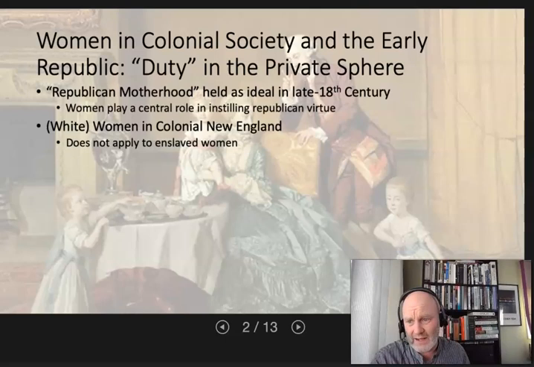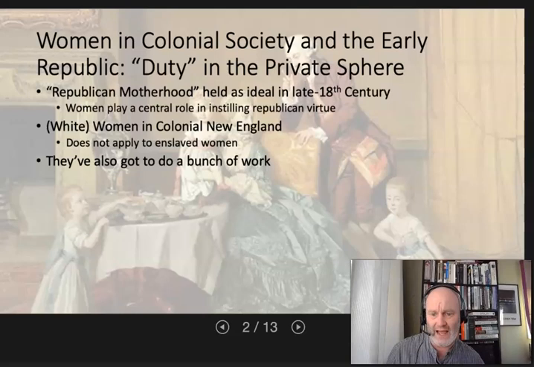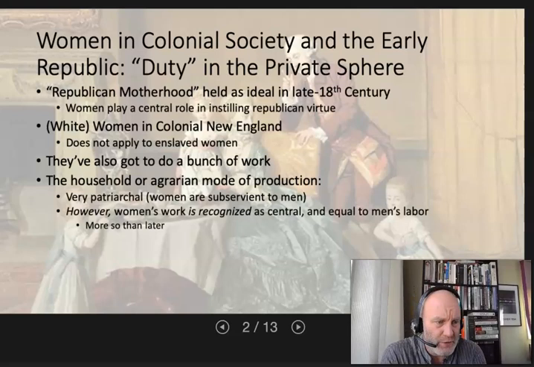Women do have to do a bunch of work on top of this. Even the elite women have all kinds of tasks, duties, chores, jobs that they need to do in an agrarian mode of production. I'm not trying to be some low-key Marxist here, as I said in class. This is the language our book uses. So you can talk to Henretta and them about the mode of production talk. An agrarian mode of production is a fancy way of saying farm work. With farm work, it is patriarchal. There's no doubt about that. Women are subservient to men since the beginning of time, kind of thing.